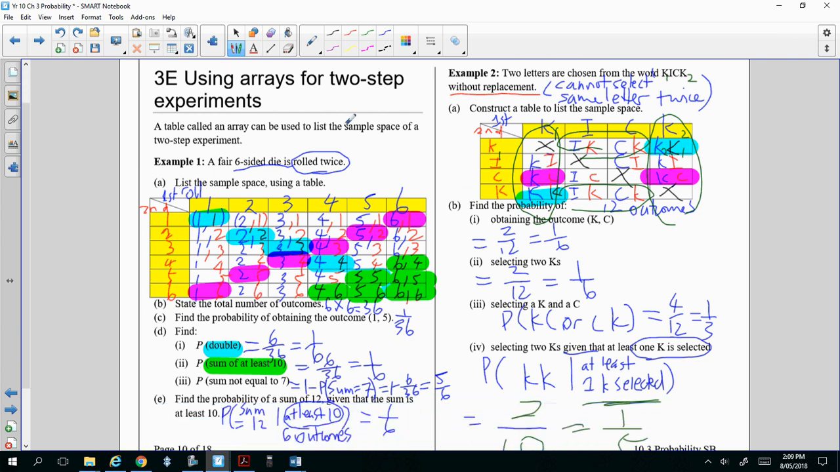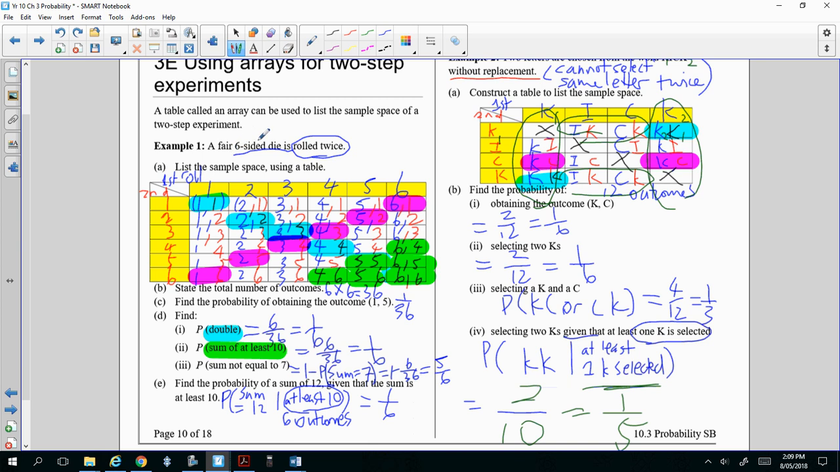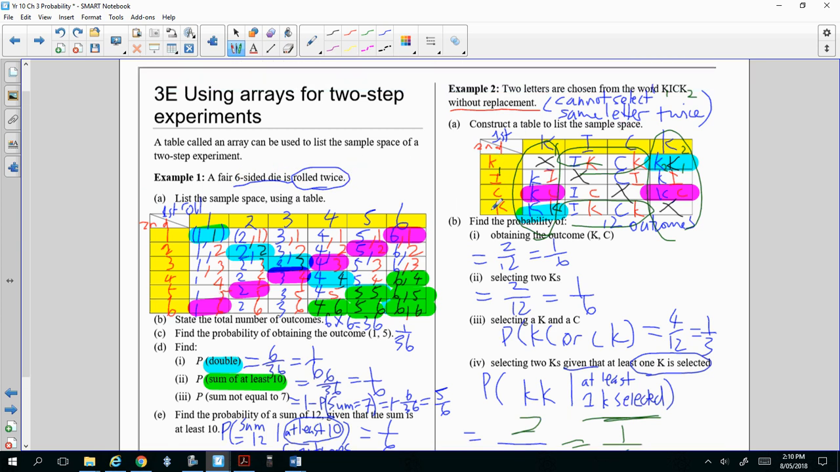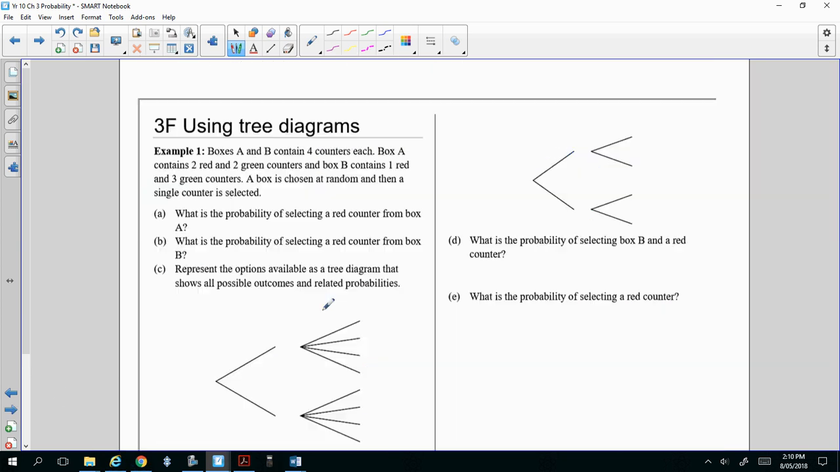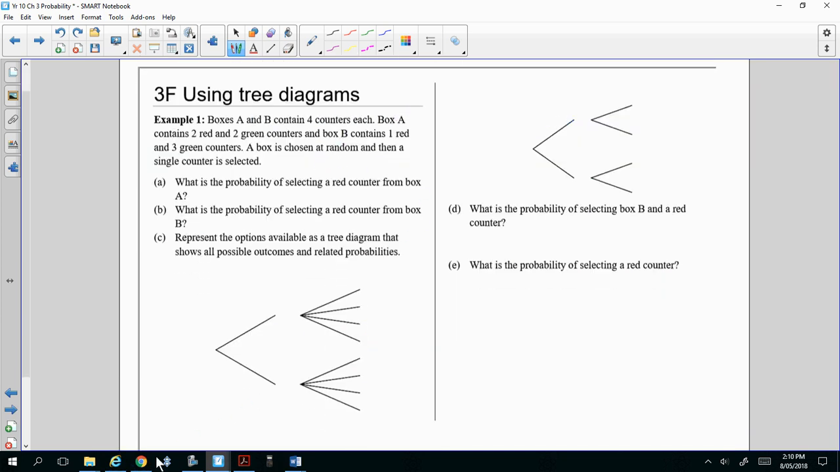Often with the arrays for two-step experiments, so when we throw a die twice or select two letters, we can list all the outcomes in an array. So that will give us all the outcomes. So today we're going to use a different way of listing outcomes, which is to use a tree diagram. Okay, you learned that last year. Let's recap what that means.